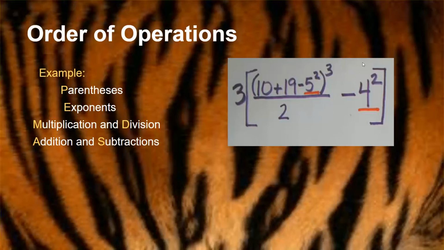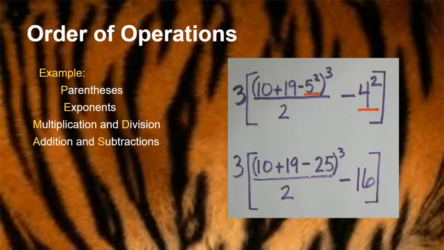Well, if you cover up everything else, this minus 4 squared, the 4 squared is simply by itself inside the other parentheses. So I can go ahead and simplify it just to make it easier on me for later, instead of constantly writing 4 squared. Nothing else will affect that. So I'm going to go ahead and rewrite this. Notice the minus 5 squared became minus 25, and the minus 4 squared became minus 16.